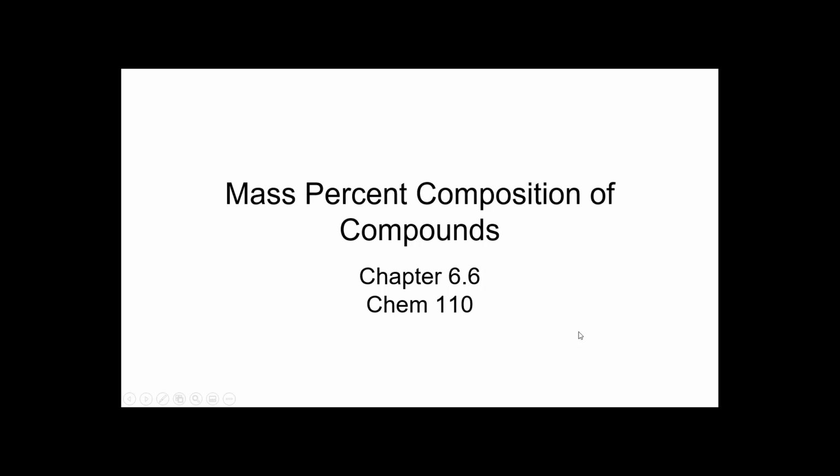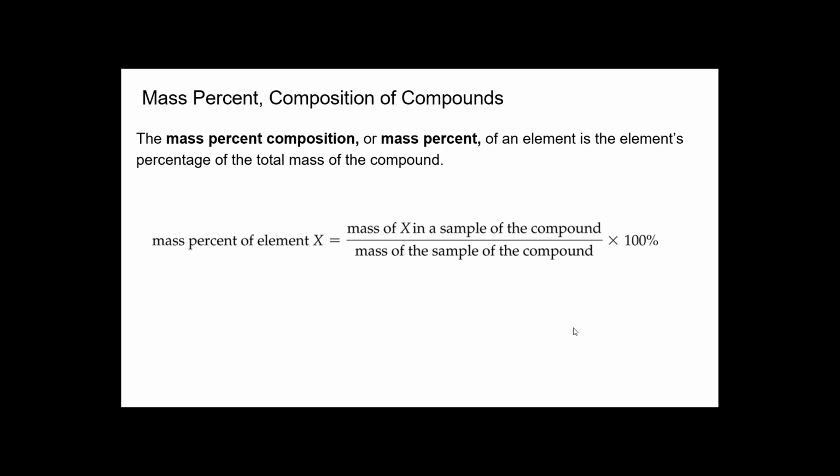Hi class, we are now in the mass percent composition of compounds. So we're going to be dealing with percentage here. Mass percent composition, or mass percent as the easier way to state it, is where we look at an element and the element's percentage of the total compound that it's in. For instance, if we wanted to know how much by percent of oxygen makes up the H2O water compound, we would set it up as such.